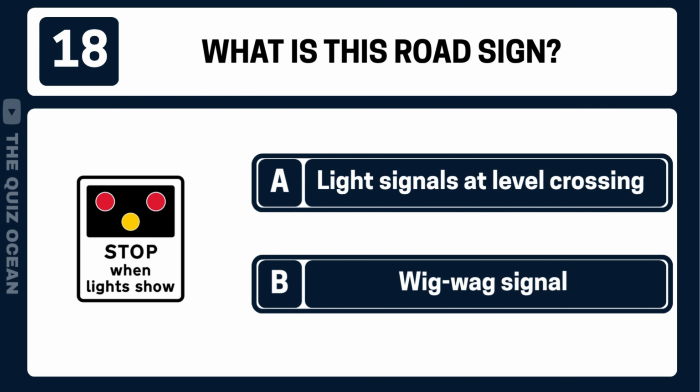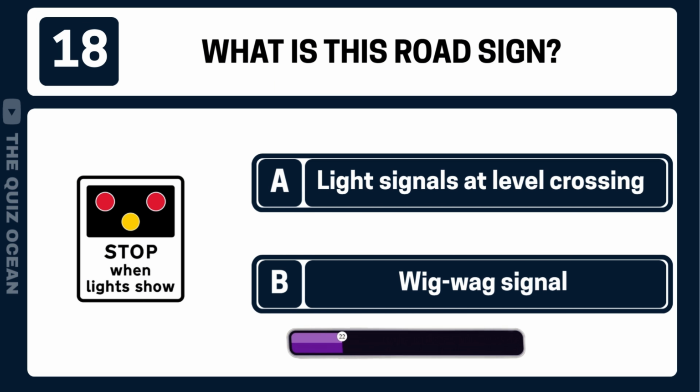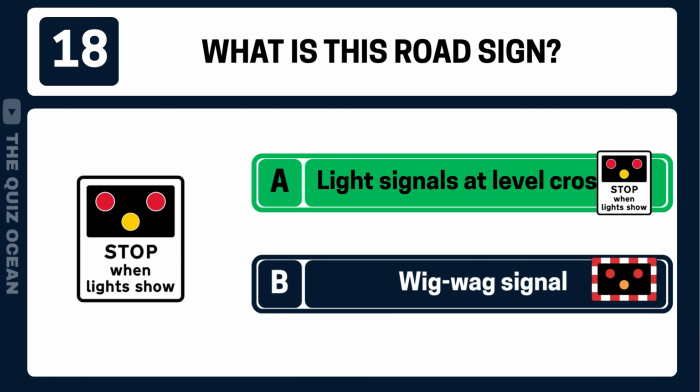What is this road sign? A. Light signals at a level crossing ahead. B. Wigwag signal. The answer is A. Light signals at a level crossing ahead.